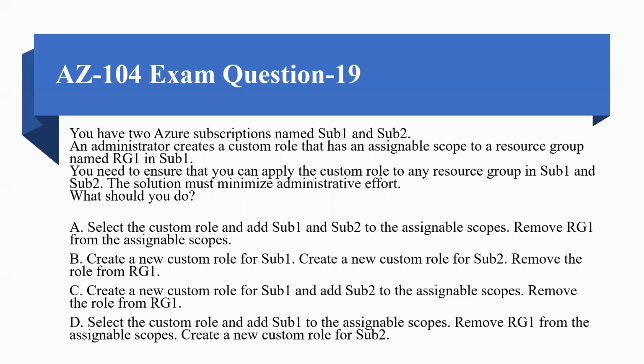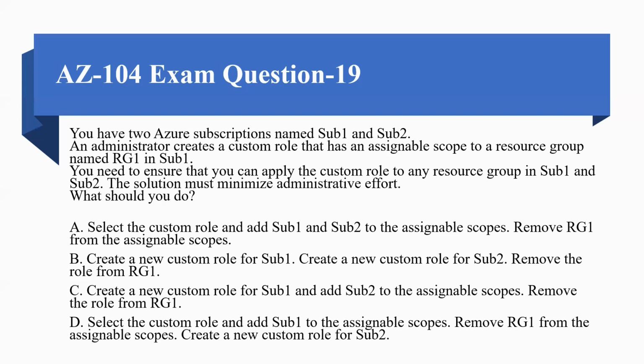Remove RG1 from the assignable scope. Option B, create a new custom role for Sub1, create a new custom role for Sub2, and remove the role from RG1. Option C, create a new custom role for Sub1 and add Sub2 to the assignable scope. Remove the role from RG1. Option D, select the custom role and add Sub1 to the assignable scope. Remove RG1 from the assignable scope and create a new custom role for Sub2.